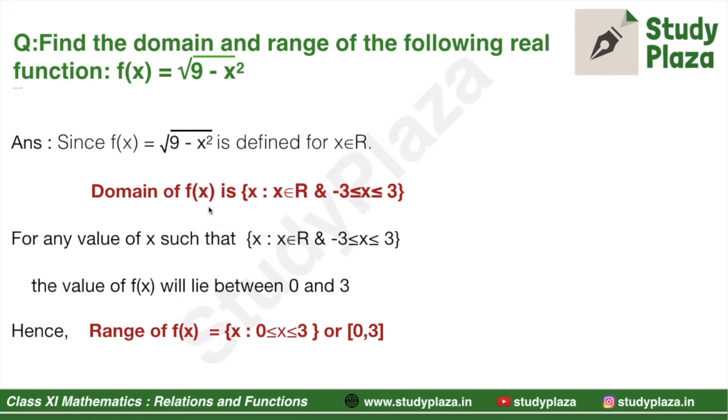So the domain of f(x) will be minus 3 to plus 3, and similarly the range will lie between 0 to 3. So the range is 0 to 3 and the domain is minus 3 to 3. Hope you are able to understand this answer clearly and nicely.